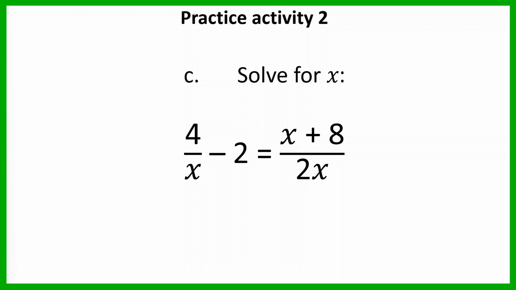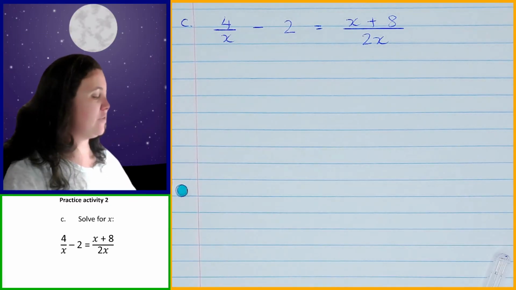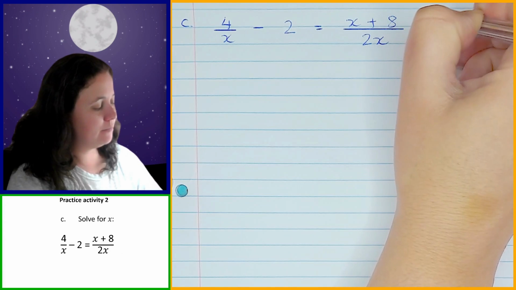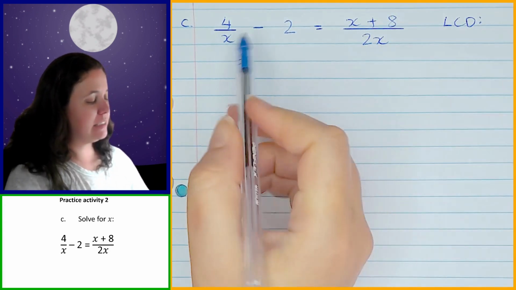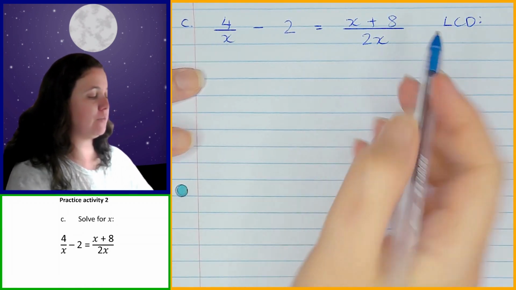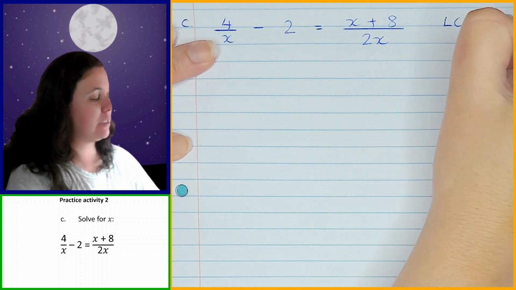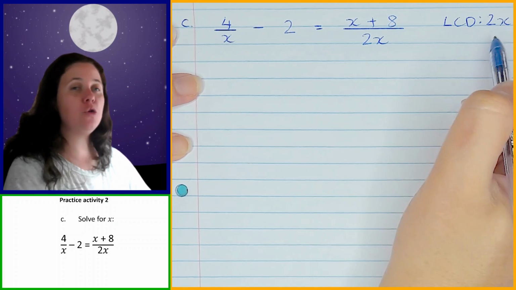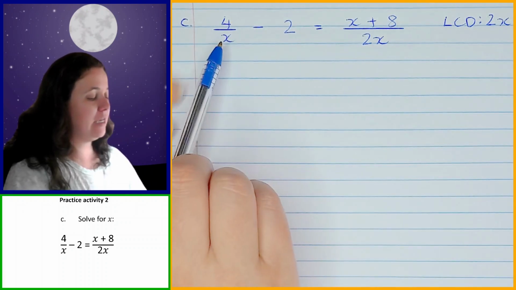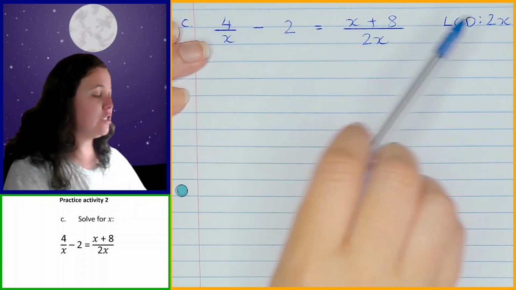Okay, so let's go through that question. Right, so over here, first my LCD. If you look at the numbers, it's just 1 and 2. So the number part of the LCD is going to be 2. And then I've got x and x. So my LCD is going to have x as well. So it's 2x. Right, so over here, I need to multiply x by 2 to get 2x.